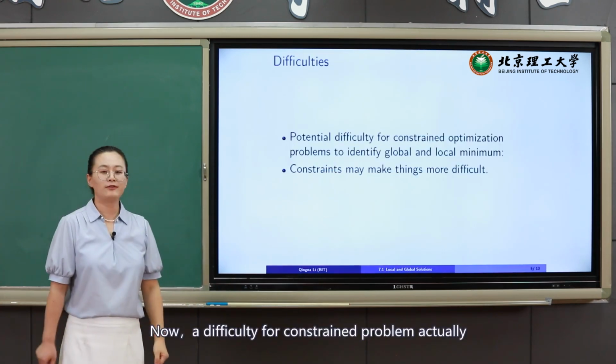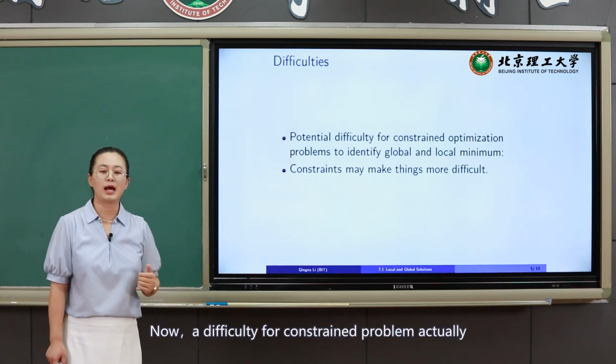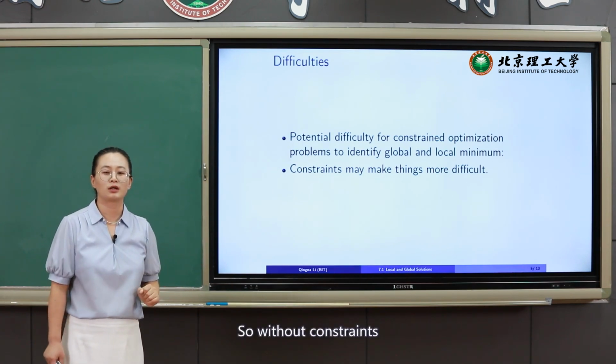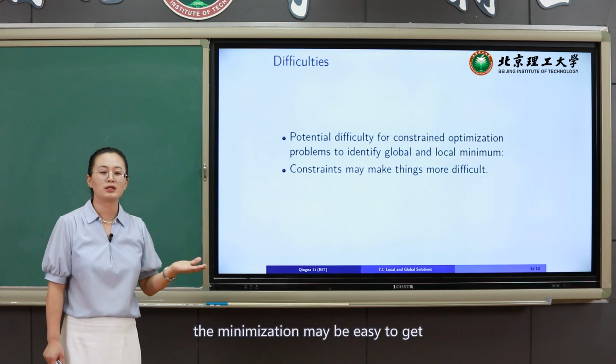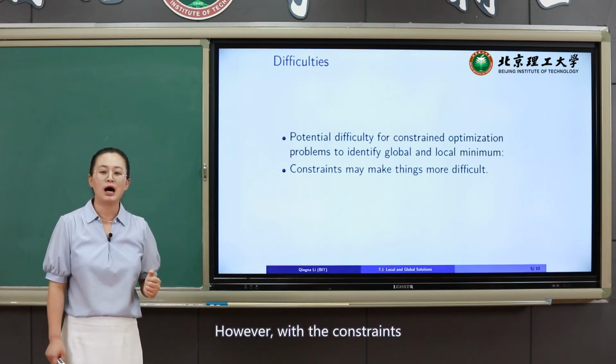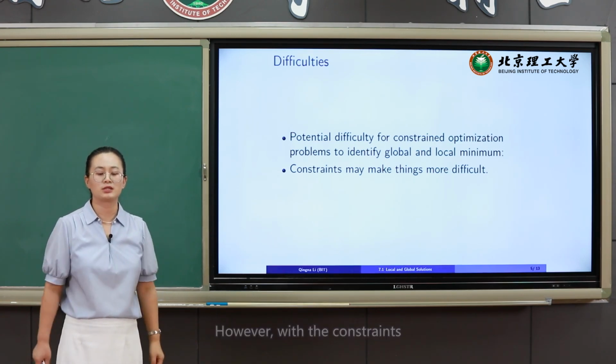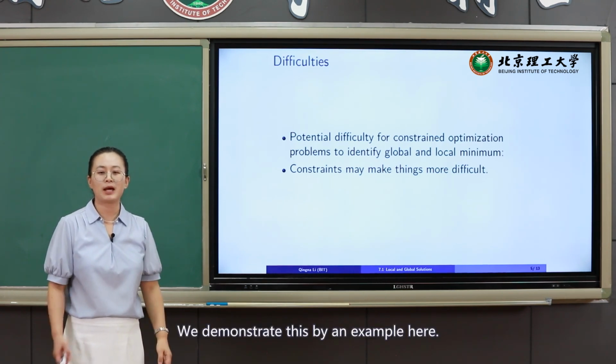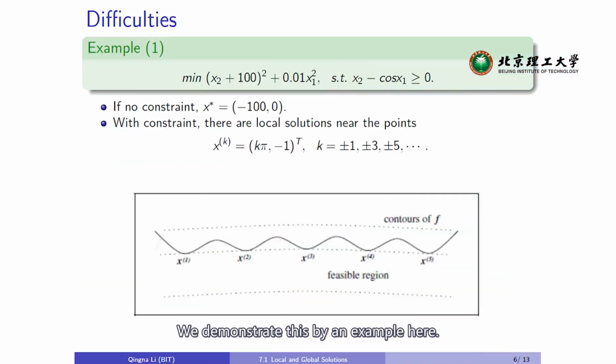Now, a difficulty for constraint problems actually comes from the restrictions or constraints. Without constraints, the minimization may be easy to get. However, with the constraints, the minimizers may change. We demonstrate this by an example here. So let's take a look at this example.